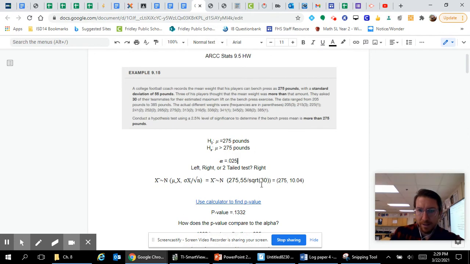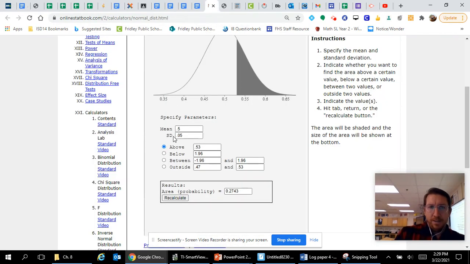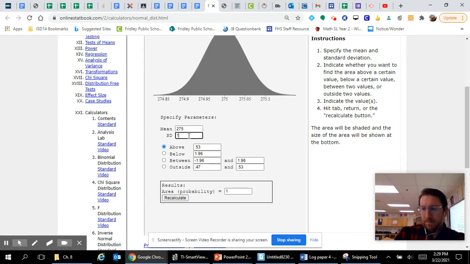This is our null hypothesis, so whatever we put in here is going to be data from the null hypothesis. So 275 is our average. Then our standard deviation is 55, and our sample size comes into play. We divide that by the square root of 30 because we're using 30 people for our sample size. And there we get our average and our standard deviation: 275 and 10.04. So we take our calculator and type those numbers in, and get our normal distribution curve.